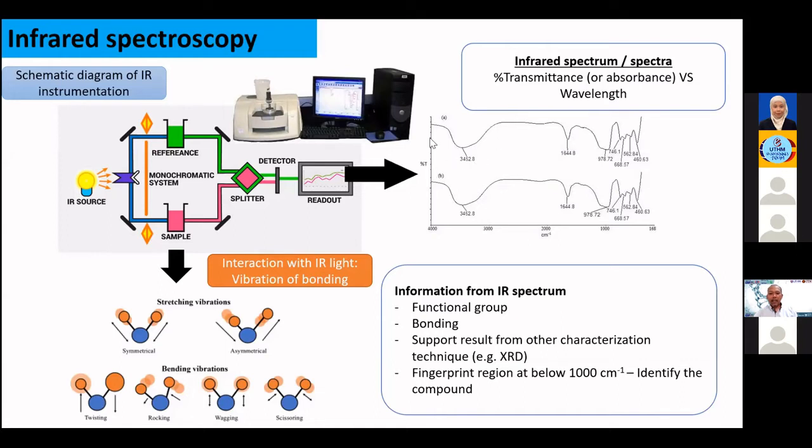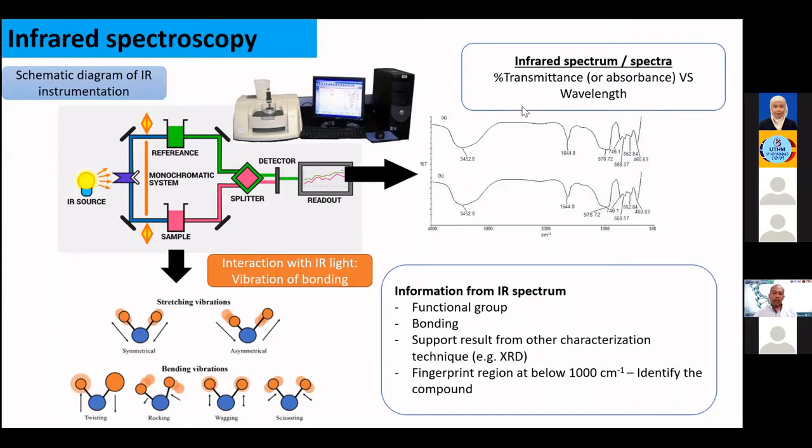And then here, the y-axis is either percent transmittance or absorbance. If the y-axis is absorbance, it will be different. It will give the opposite of the percent transmittance.